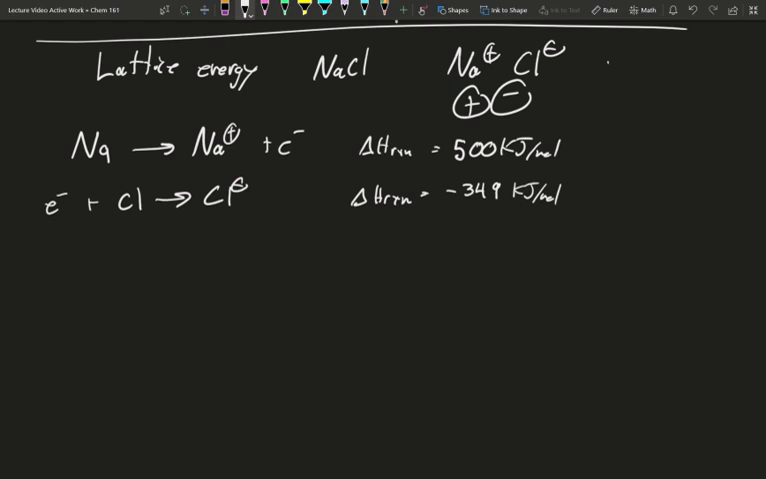This means if I just throw sodium and chlorine together, I have to put in 500 kilojoules and I get 350 back. So I'm out 150 kilojoules per mole. This would be endothermic at the moment. But if you actually drop a piece of sodium into a beaker with chlorine gas, it lights up like the sun. These are very exothermic.